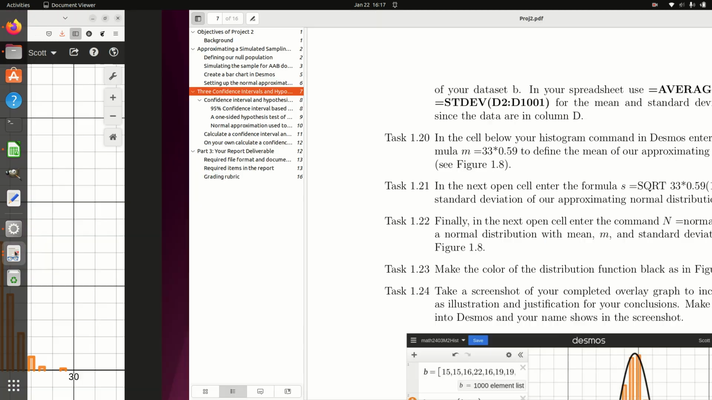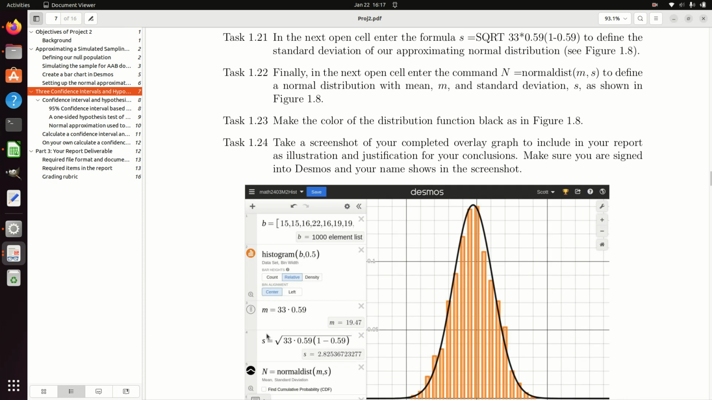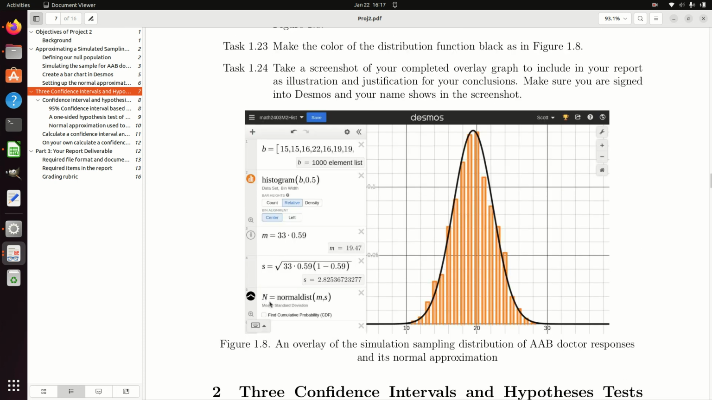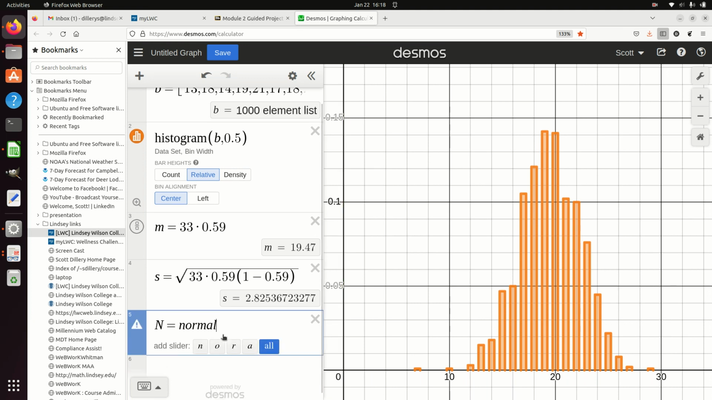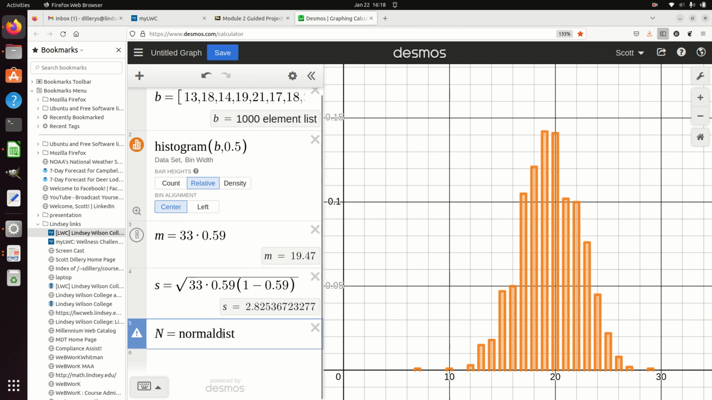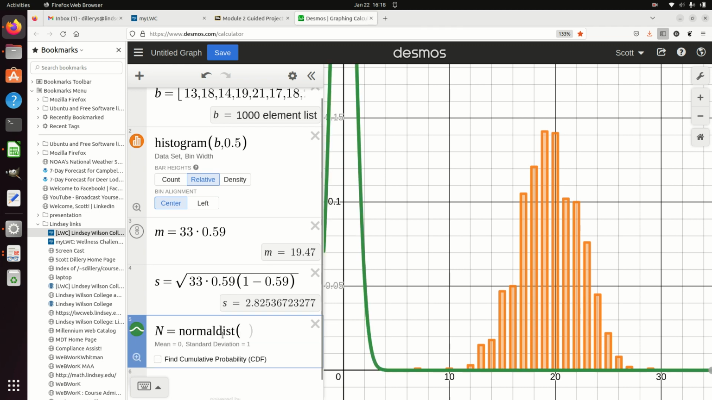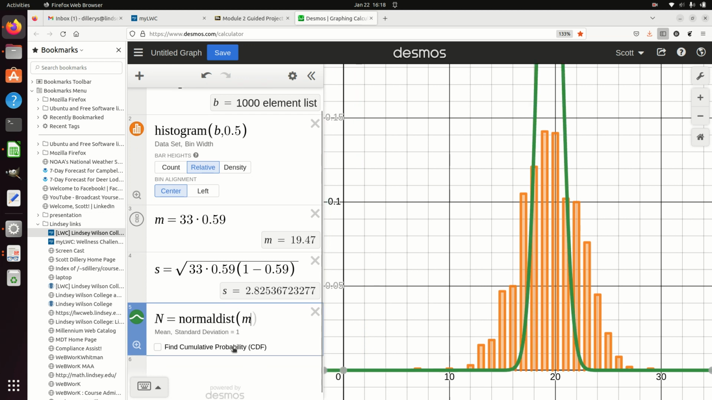Now I believe I said, yeah, give it a name, n equals, and it's usually good to give stuff a name because you might use it later. So normal dist. And to do the normal distribution, you need a mean and a standard deviation. Right now, it's assuming a mean of 0 and a standard deviation of 1. Well, I'm going to tell it to use my mean that I created.